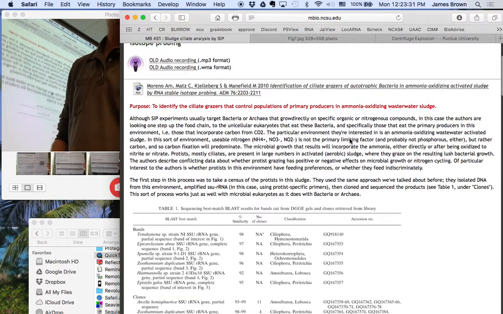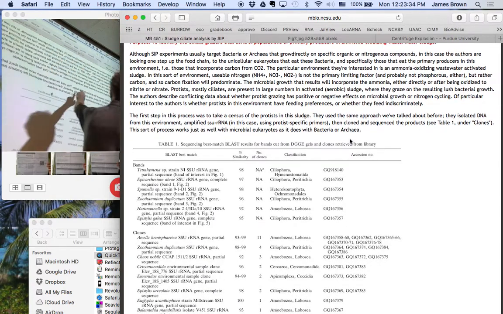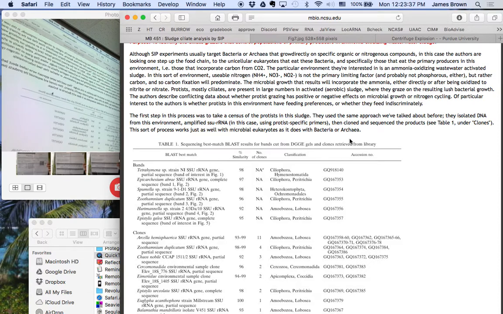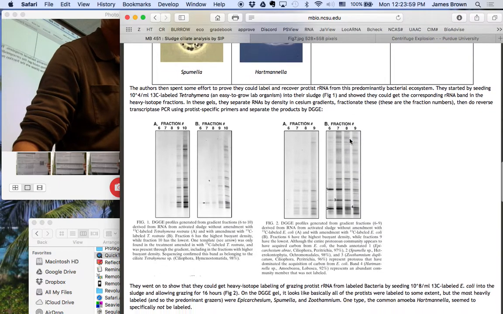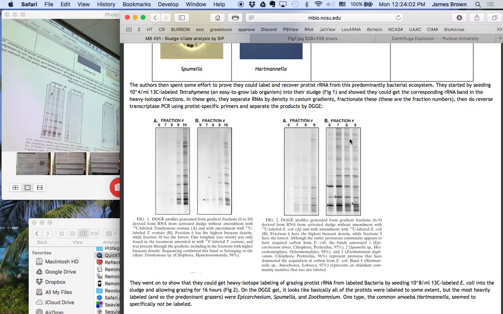So once again, let's do a quick review. The probe is carbonate. C13 carbonate. You add that to the environment. You also spike it with nitrate because you're interested in the organisms that are oxidizing nitrate or nitrite. In this case, they're nitrate oxidizers. And so you spike that in to turn on the metabolism. They're autotrophs, they take up the CO2, they get labeled. So the bacteria carrying out the process you're interested in are labeled with heavy isotopes.